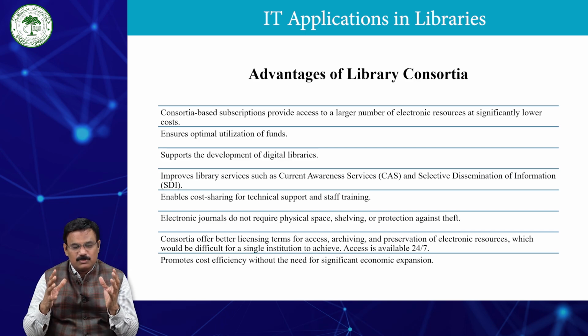And electronic journals do not require physical space, shelving, or protection against theft. The consortia offer better licensing terms for access, archiving, and preservation of electronic resources, which would be difficult for a single institution to achieve. And the access of electronic resources through the library consortia is available 24/7. And the library consortia promotes cost efficiency without the need for significant economic expansion.